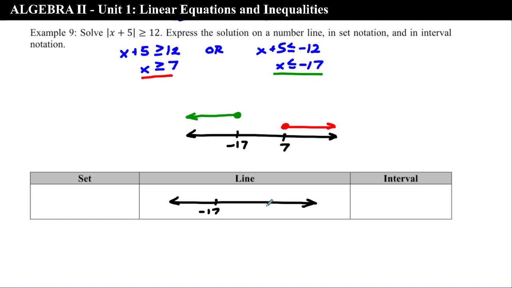And so we are just going to write down everything that we have graphed up here in our sketch. So we got a solid at negative 17 going to the left, and then we've got a solid at 7 going to the right. Okay? In set notation, we have the set of all x such that x is less than or equal to negative 17, or x is greater than or equal to 7. And in interval notation, we have negative infinity to negative 17, it's included, union with 7 to infinity.